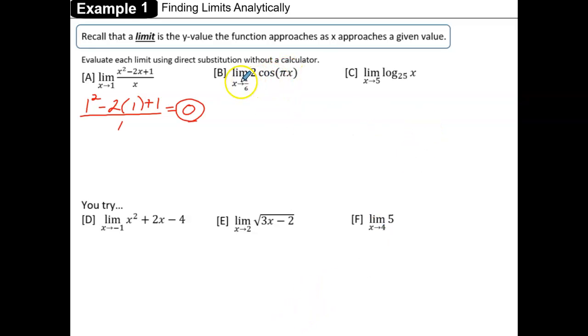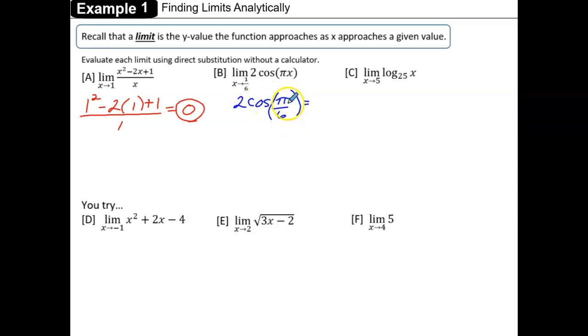Okay, in problem B, we're going to substitute 1/6 in for x to find the limit as x approaches 1/6 of the function 2 cosine of pi times x. So we'll have 2 times the cosine, and then the argument of that function will be pi times 1/6, which is pi over 6.